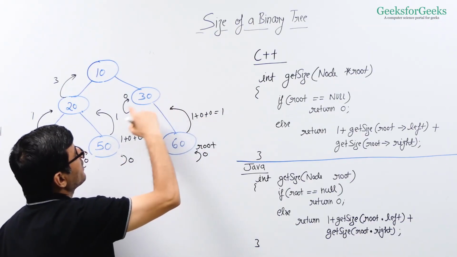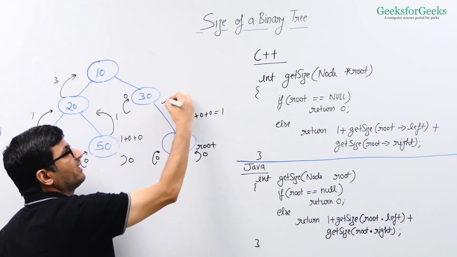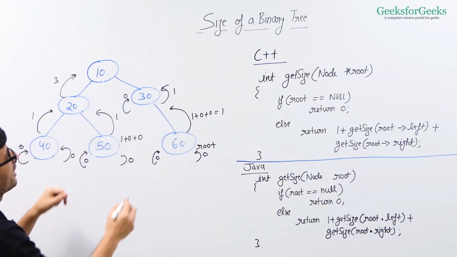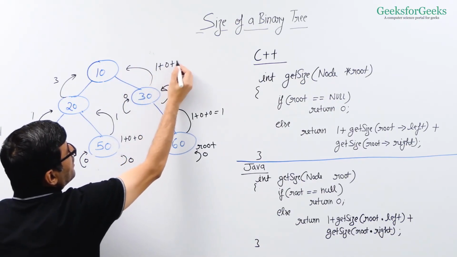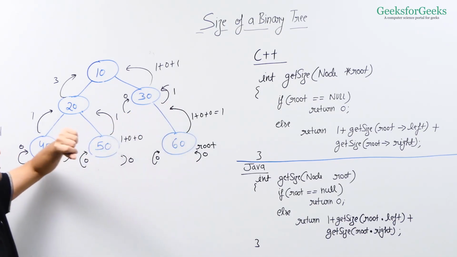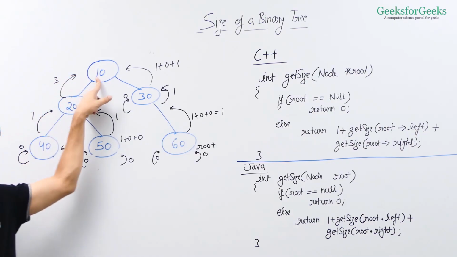And its parent got value 0 from the left side, and got value 1 from the right side. So it's going to return 1 plus 0 plus 1 to its parent, right? 1 plus left value plus right value. And now control comes back to this. Its left is over, its right is over.